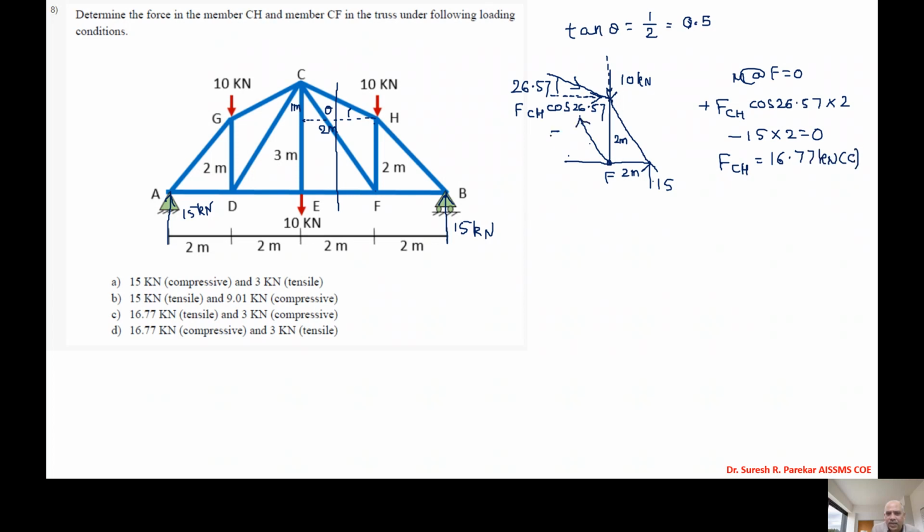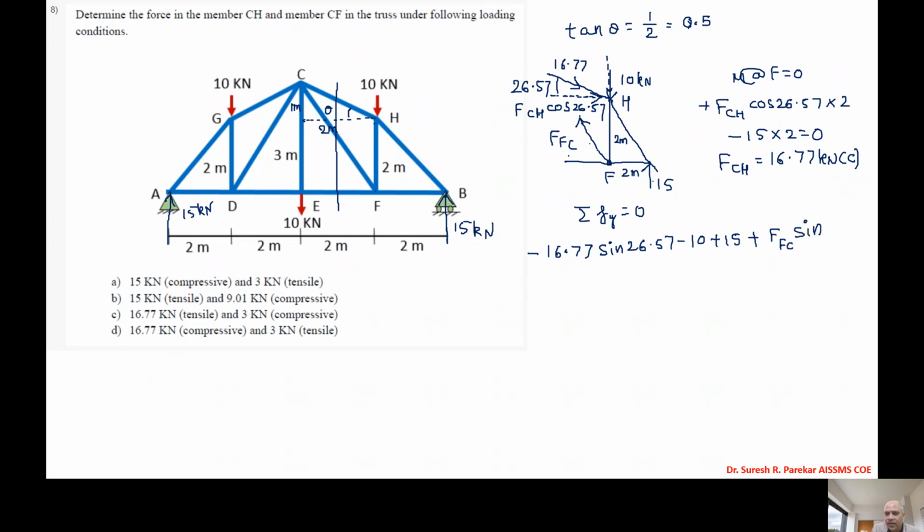And then we have to find FFC. So let us consider FFC tensile and then apply summation Fy equal to 0. Then we will have minus 16.77 sine 26.57 minus 10, which is acting at joint H. Then we have plus 15, and then we have FFC into sine of the angle.